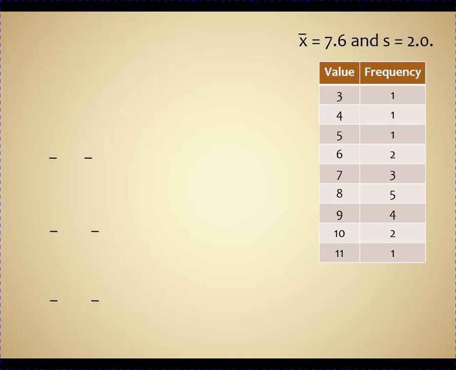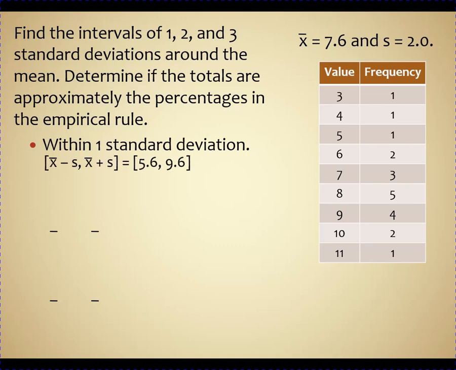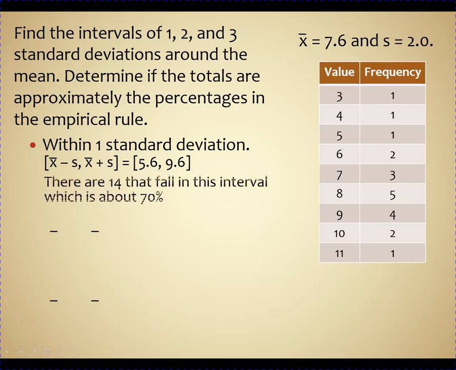And now we can go ahead and check to see if the empirical rule holds. So we're going to find one deviation. Remember, we want to see if 68% lie within one standard deviation, which means on either side of the mean, below the mean and above the mean. So we have our mean minus our standard deviation, which was 2. Again, here's our mean and our standard deviation. So we have 7.6 minus 2 and 7.6 plus 2, which gives us this interval here.